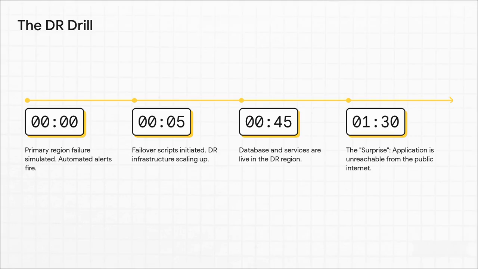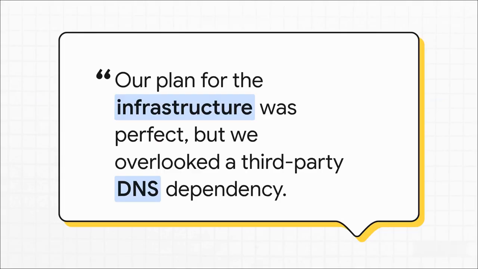And then, at the hour-and-a-half mark, we hit a wall. The infrastructure is running perfectly, but nobody on the public internet can actually get to the application. This quote from the postmortem really says it all. The team's plan for failing over the AWS infrastructure was flawless. It works like a dream. But we had a massive blind spot. We had completely forgotten to account for the time it would take our external DNS provider to update the world and tell everyone where the application's new home was. The infrastructure was ready to go, but the rest of the internet had no idea how to find it.